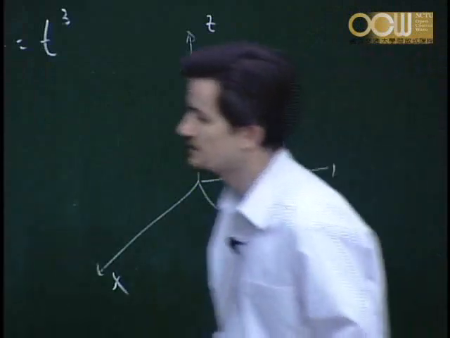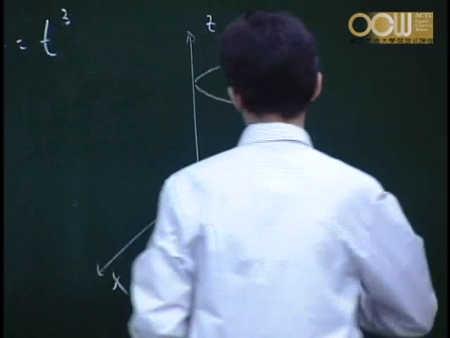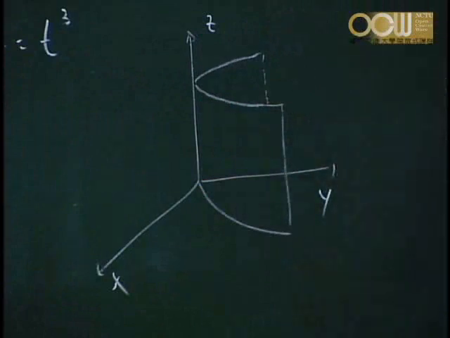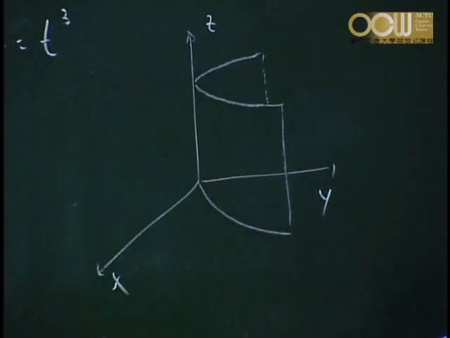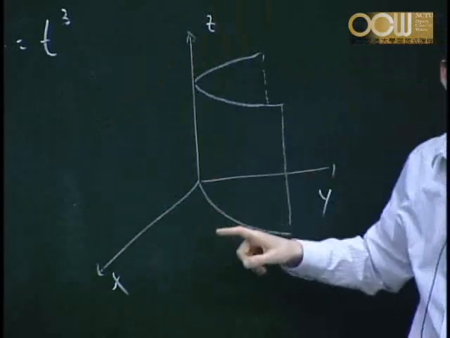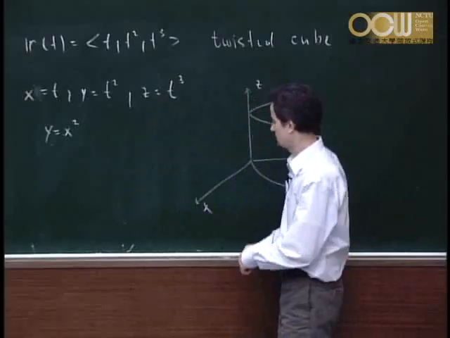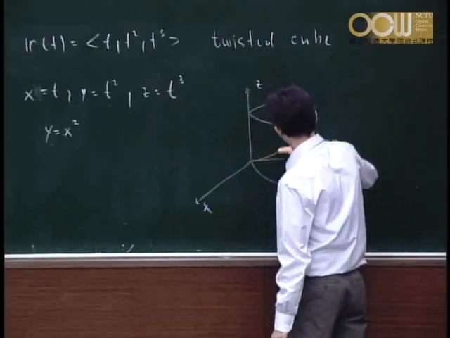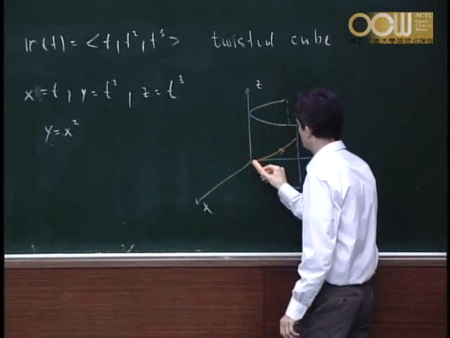Okay, so you see that because of this relation here, our space curve must be on this parabolic cylinder. As t is getting larger, you start here, and as t is getting larger and larger, the z is getting larger and larger. As t is getting smaller and smaller, the z is getting smaller and smaller. So you kind of move up here, and the same in the other direction. So here you move down.